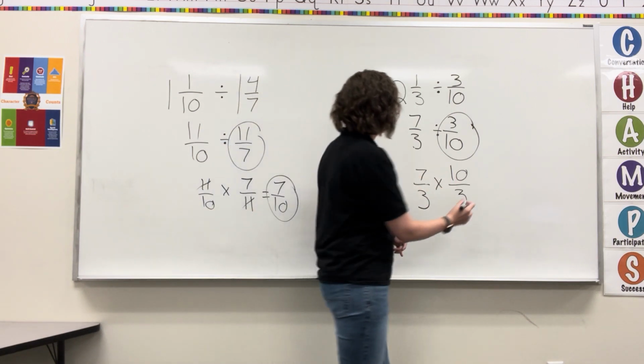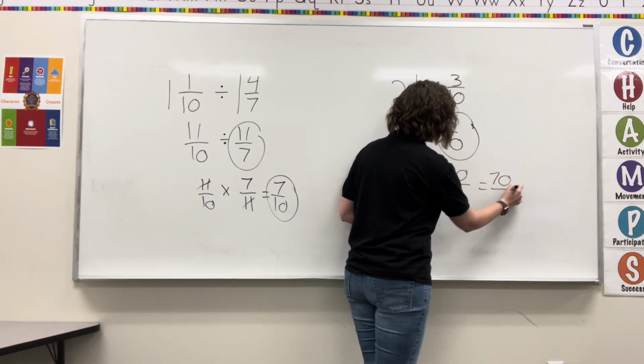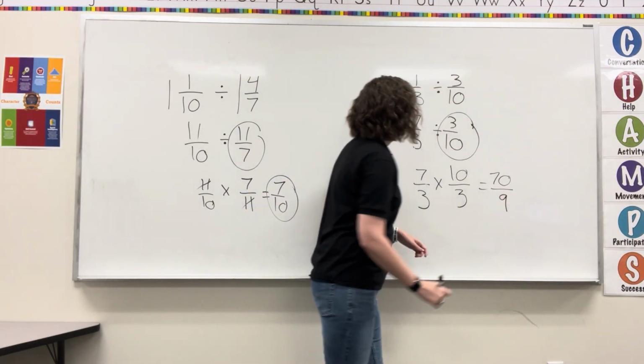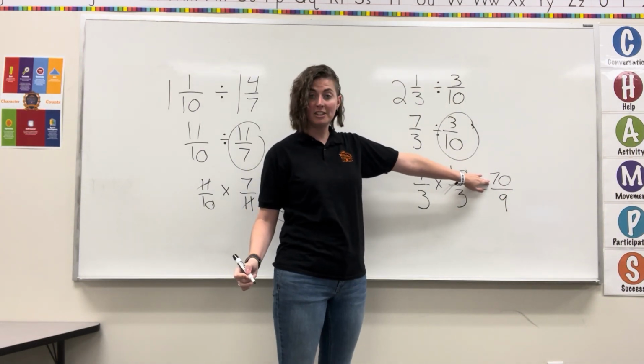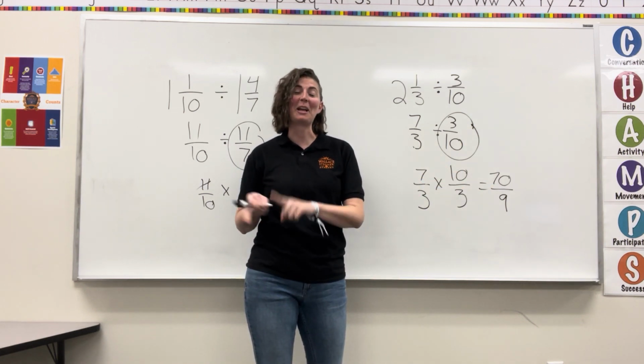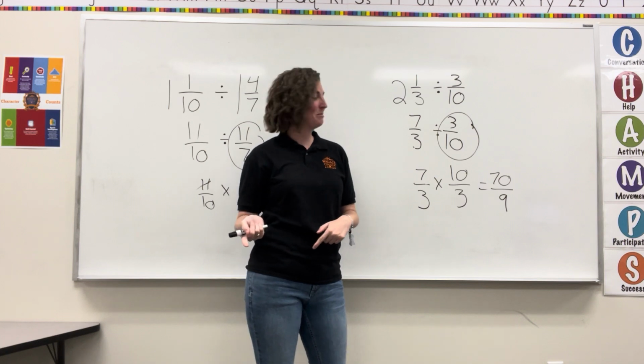So now, in this form, we're going to go top times top, bottom times bottom. 7 times 10 equals 70. 3 times 3 equals 9. Now we did end with an improper fraction. We always want to write those in the simplest form, which means we're converting it back into a mixed number.